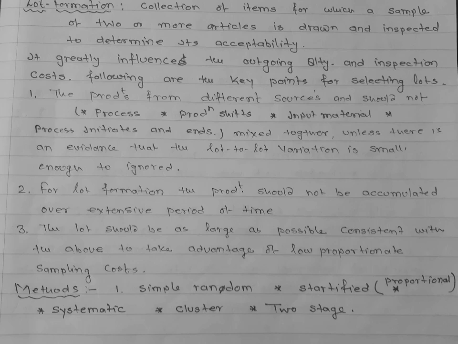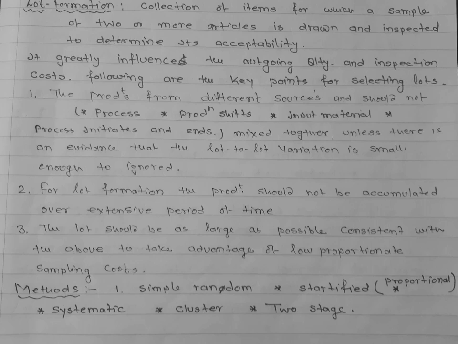There are various methods of taking a sample from a lot. The first one is simple random, where we randomly select the sample from a lot. Then stratified, proportionally. Then systematic. Then the cluster, or the two stages.